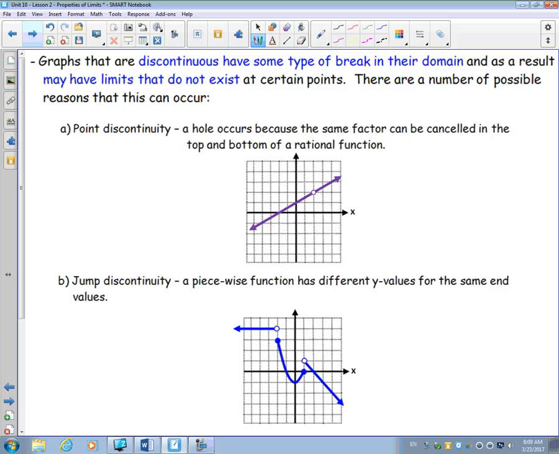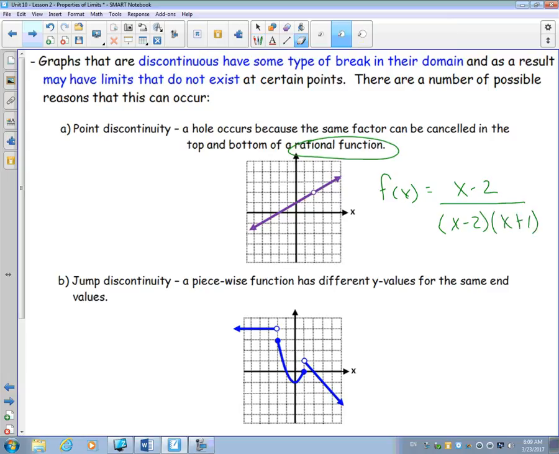Option number 1, we have a point discontinuity. In this kind of thing, we're going to get a hole because some factor can be canceled on the top and bottom of a rational function. For example, a rational function might be, this doesn't necessarily match the graph, maybe we have x minus 2 on top and x minus 2 and x plus 1 on the bottom.